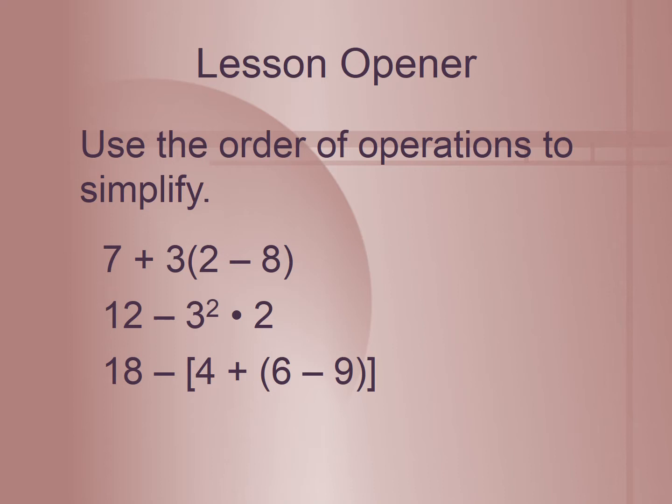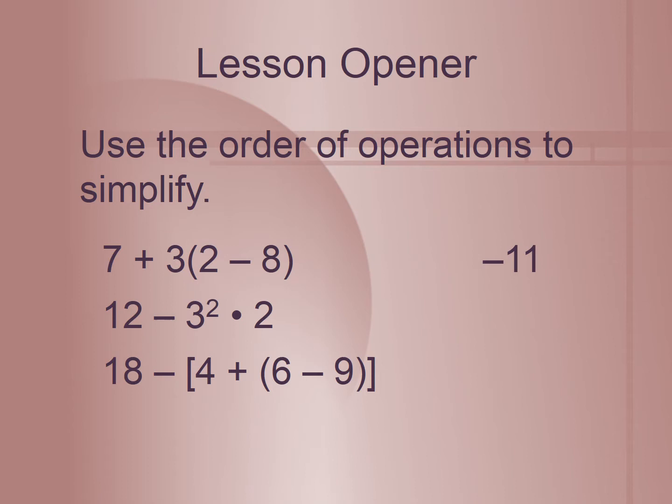Let's say we have 7 plus 3(2 minus 8). According to the order of operations, we would do 2 minus 8 first, which would be negative 6. Then multiply that by 3, and then add that answer to 7. So we should have gotten negative 11. Make sure you can also do that on your calculator.